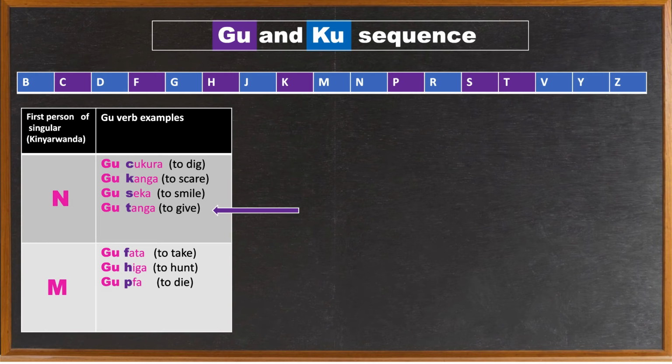So there is also one thing to mention here. As you can see, I separated this table into two parts. The lower part, we've got gufata, that means to take, and we've got guhiga, that means to hunt, and we've got gupfa, that means to die. All of these verbs, they are the gu verb. But why did I separate them? It's because when a Kinyarwanda verb, in this case the gu verb, starts with letter F or H or P, the first person singular subject pronoun will change from N to M.